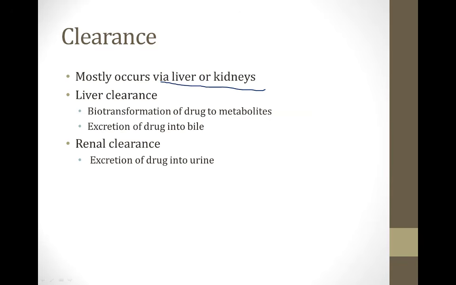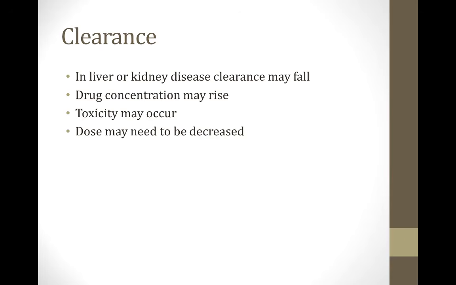The liver clears drugs in 2 ways. It can biotransform the drug into metabolites, and I talk about this in one of the other modules. It also can excrete drugs directly into the bile, and then they go out in the GI tract stool. And then the kidneys can clear a drug by secreting it or filtering it and excreting the drug into the urine. If you know that the liver and kidneys clear drugs from the body, then it's easy to imagine that in liver or kidney disease, the clearance rate may fall. This means that the concentration of the drug in the plasma may rise, and sometimes toxicity can occur. And many drugs need to have their dosages adjusted in patients who have kidney or liver disease.